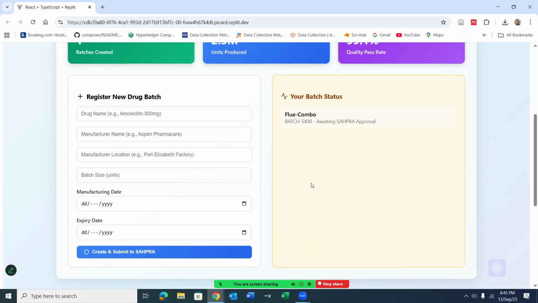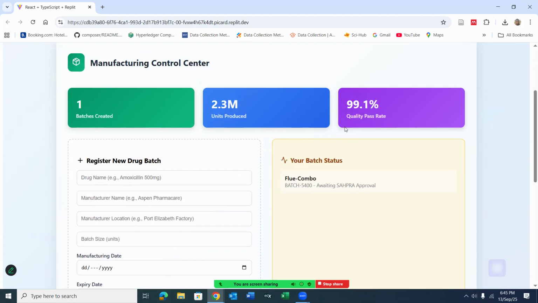So within the manufacturer itself, we have performed the quality assurance. Then our drug has passed that quality assurance. Then it was passed to SAPRA for approval. Then they will look at their specifications. If we meet their standards, then they will approve it, or they will reject it if we don't meet them, right? So now it is there.